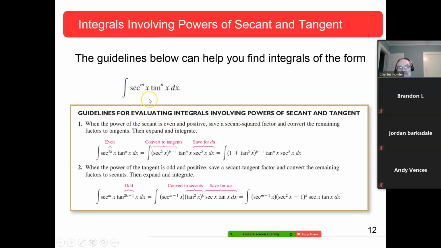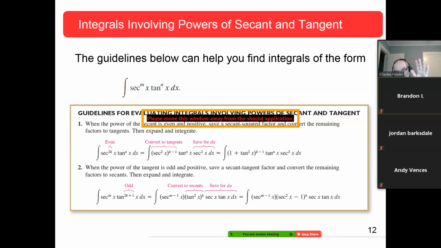So when the power of secant is even and positive, save a secant squared factor and convert the remaining factors to tangents. How do we do that? Tangent squared plus 1 is equal to secant squared. So save one even secant and the second power, and then the rest of them we will use the Pythagorean identity.